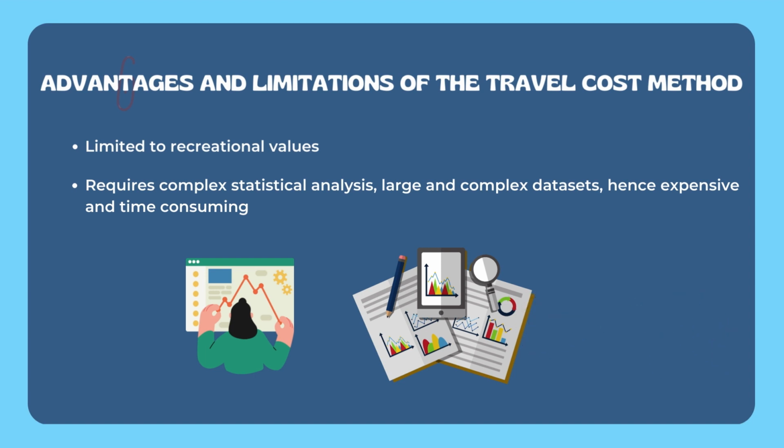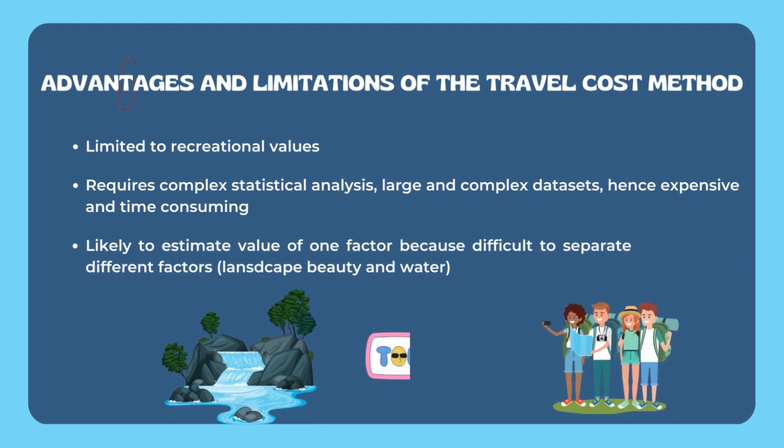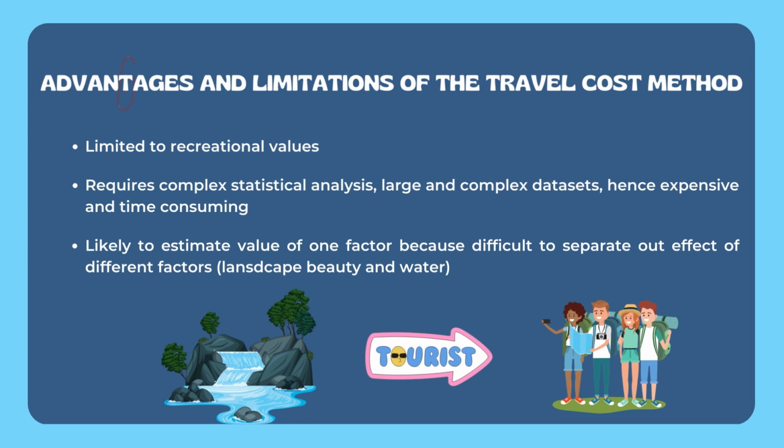Now, when I talk about the travel cost method, we also need to consider that it is likely to estimate the value of one factor, because it is very difficult to separate out the effect of different factors, especially landscape beauty and water. So it will only be possible to get one factor that is appropriately evaluated, not different factors. So that one factor has to be well understood in advance.